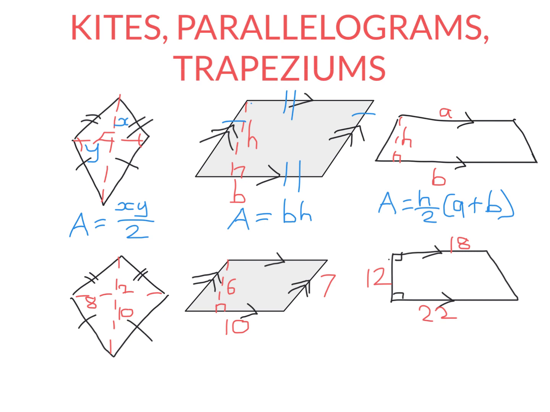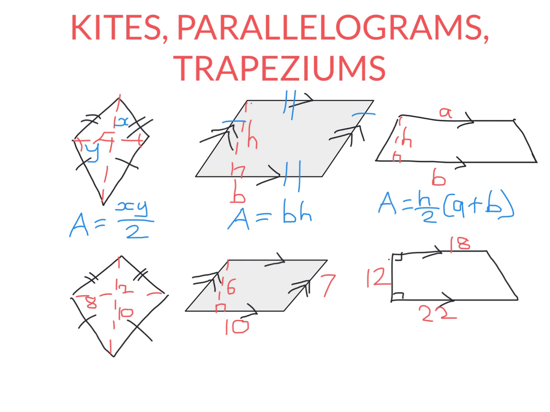what the shape is. So the area of a kite is xy over 2, where x and y are the two diagonals. The area of a parallelogram, a quadrilateral with two pairs of parallel sides, is b times h. Remember, h in measurement always means perpendicular height. So it's base, but it's perpendicular height, not slant height.